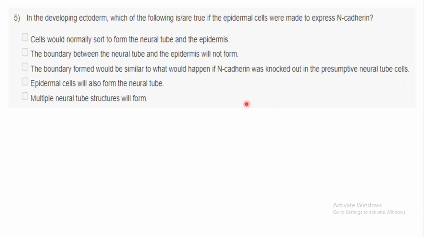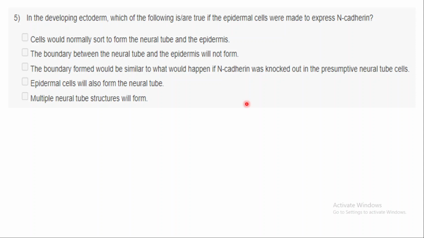Now let's move on with the fifth question that we have today. In the developing ectoderm, which of the following is true if epidermal cells were made to express N-cadherin? All these topics have been covered in the lectures, and if you read the reference book, Scott Gilbert, you'll find them very beautifully explained, and Professor Subramaniam has also explained it very nicely. If you have followed through that, you'll be able to answer this question in a jiffy.